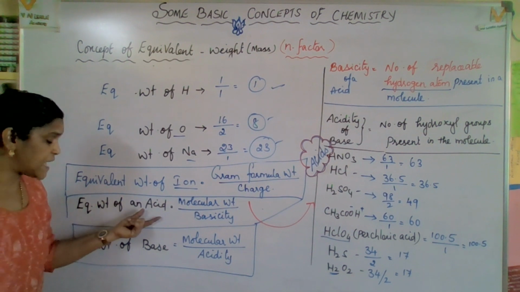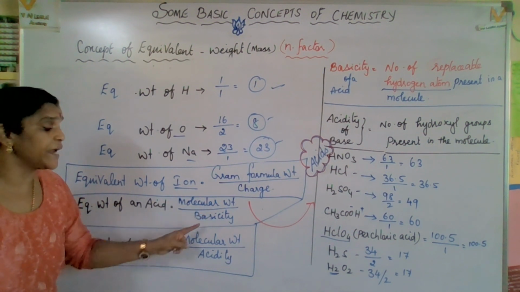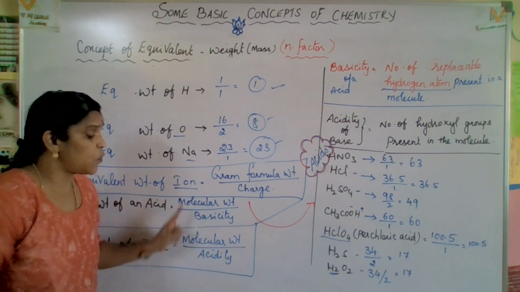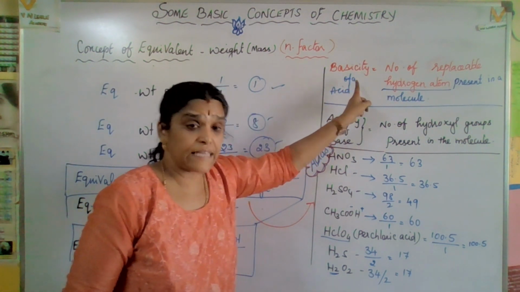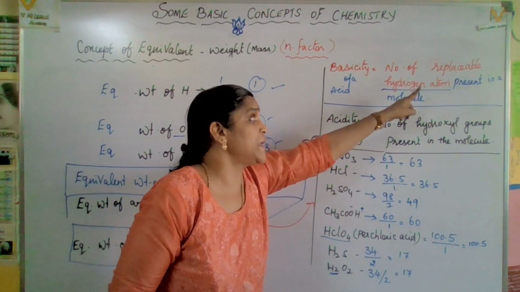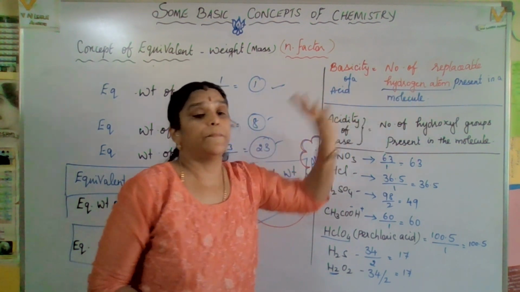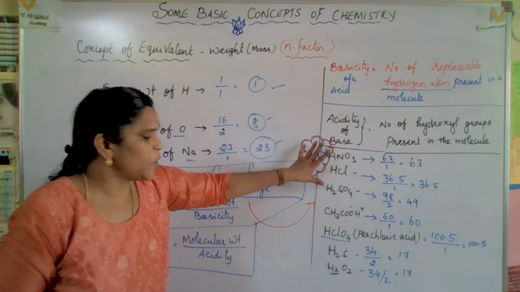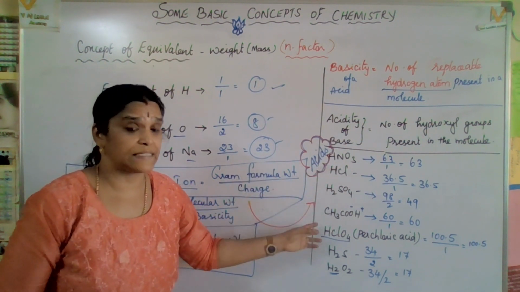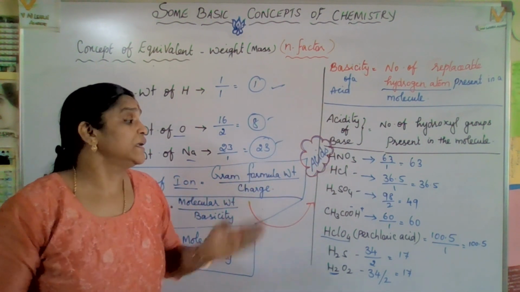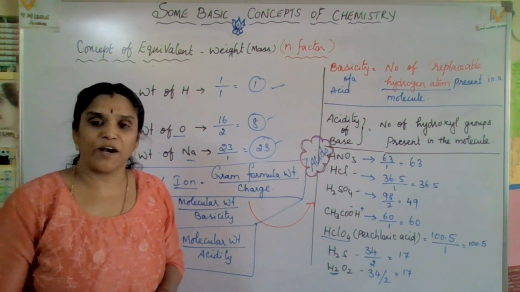How do you get the basicity of an acid? Equivalent weight of an acid is equal to molecular weight by basicity. So what is basicity? Basicity is a number. Basicity of an acid is the number of replaceable hydrogen atoms present in the molecule. I hope you got a clear idea: as you look at the formula of an acid, you will find the equivalent weight.